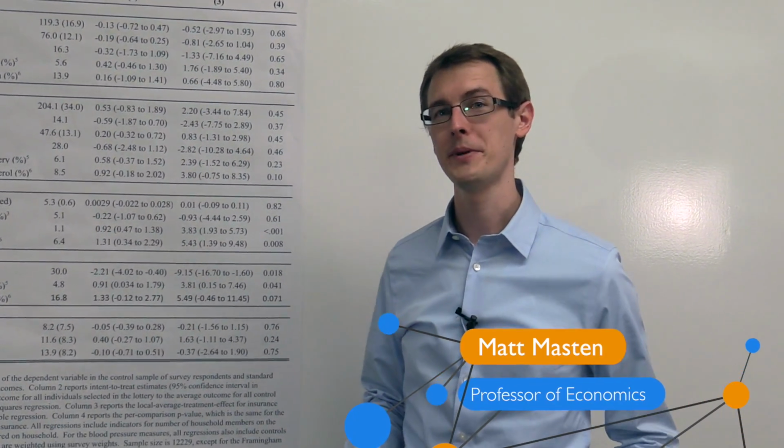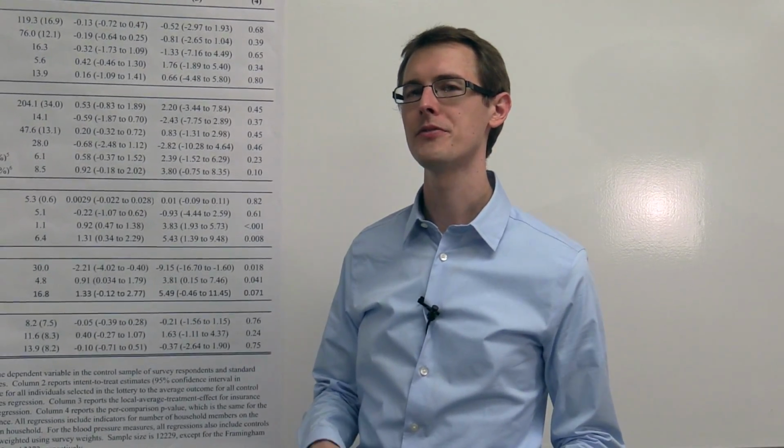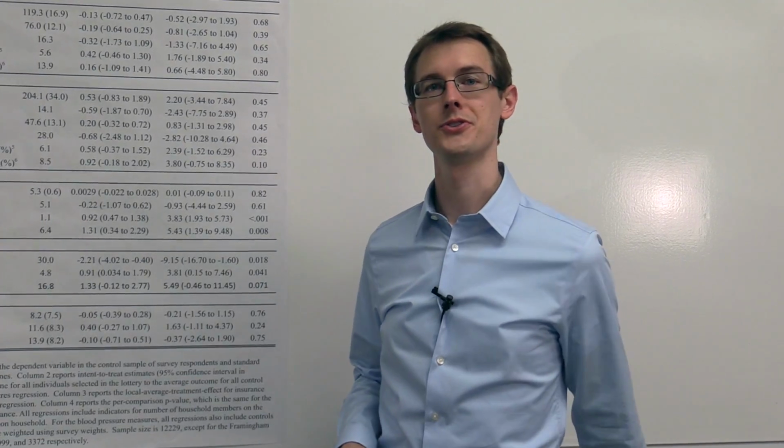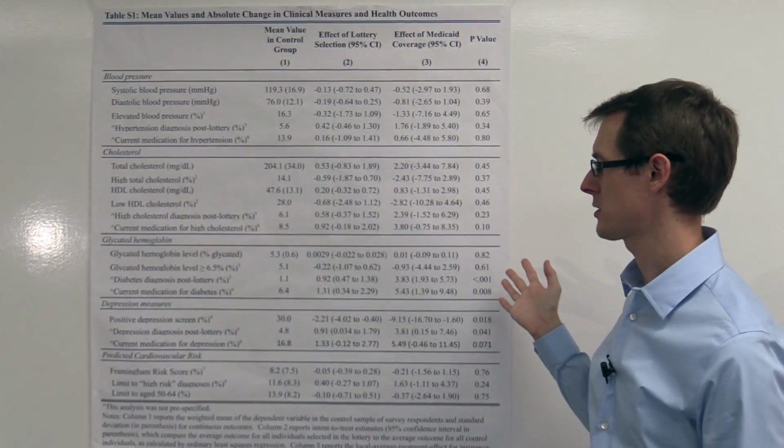So you've done your experiment. You've randomly assigned some people to have the option of enrolling in Medicaid and some people to be in the control group. And you've waited a year, you've gathered your data, and now it's time to look at the outcomes and see what the results are.